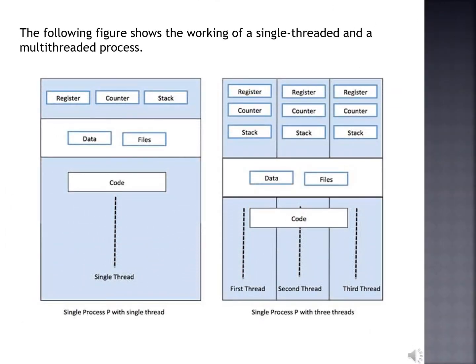Each thread belongs to exactly one process, and no thread can exist outside any process. Each thread represents a separate flow of control. Threads have been successfully used in implementing network servers and web servers. They also provide a suitable foundation for parallel execution of applications on shared memory multiprocessors. The following figure shows the working of a single threaded and a multi-threaded process.